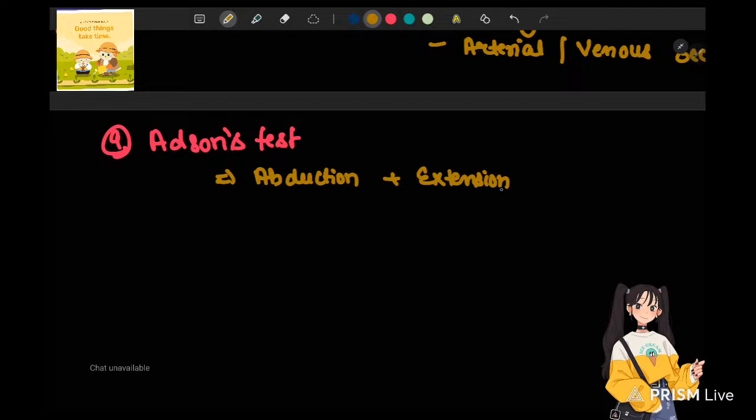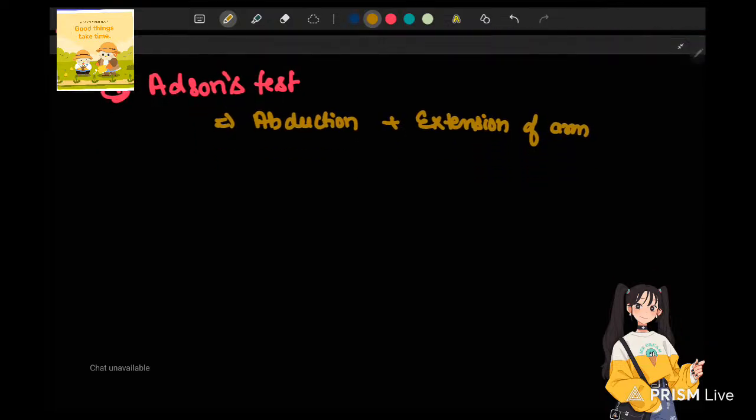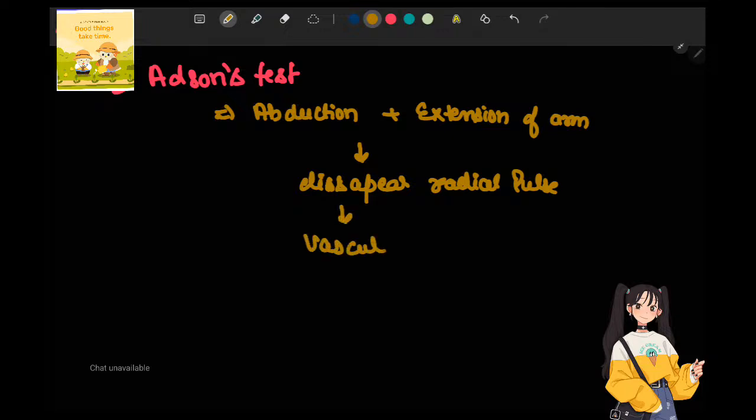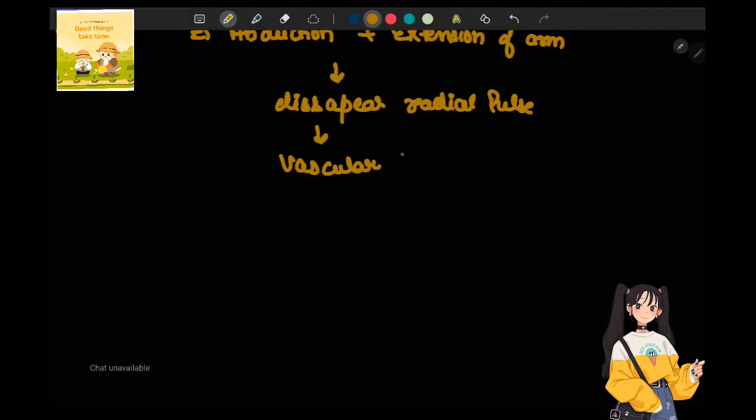Okay, so we have abduction, extension, and then what happens of the arm, right? When we are abducting and extending the arm, along with that you will see disappearance of the radial pulse. So this means there is vascular occlusion.